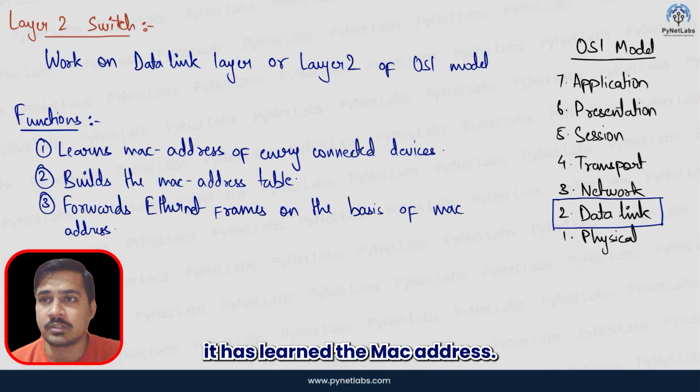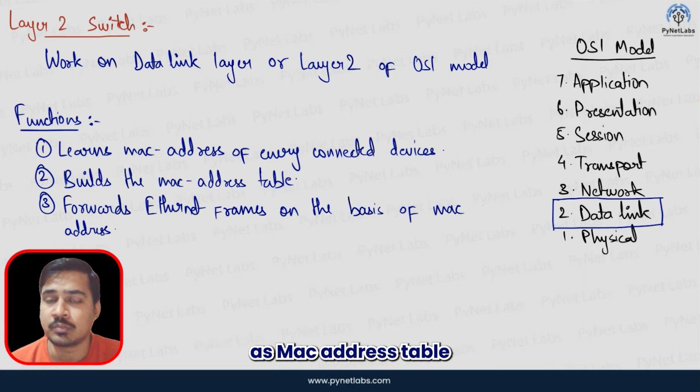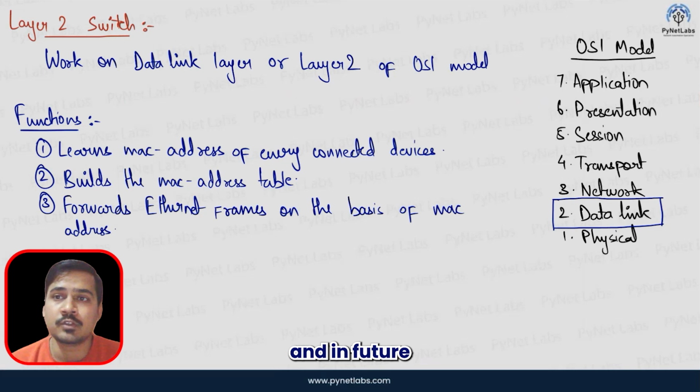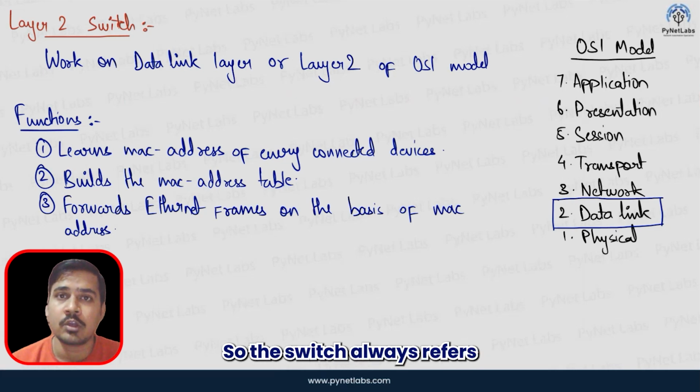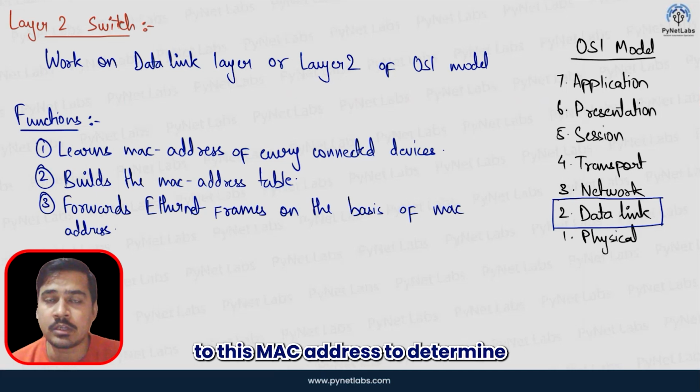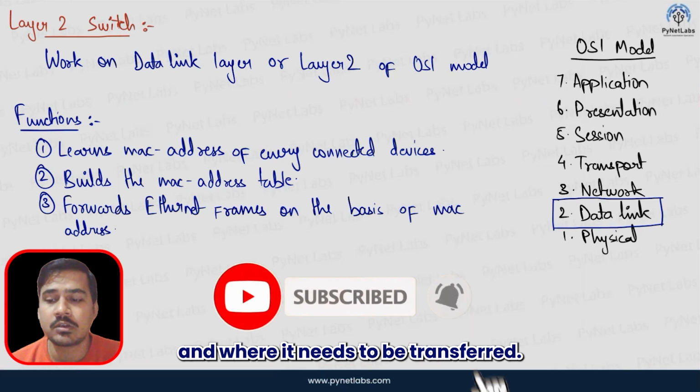Once it has learned the MAC addresses, it saves them in a database known as the MAC address table. In future, whenever multiple devices are exchanging information, the switch always refers to this table to determine where the packet is coming from and where it needs to be transferred.